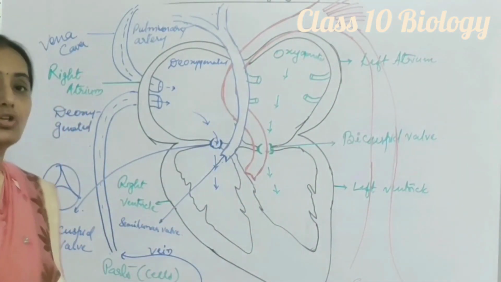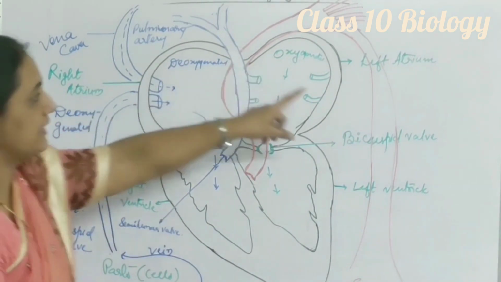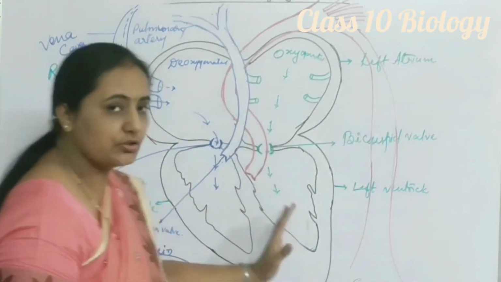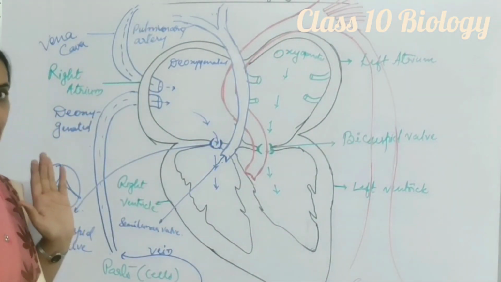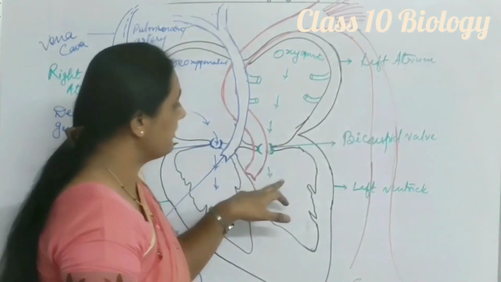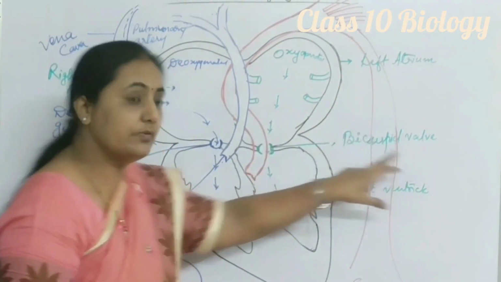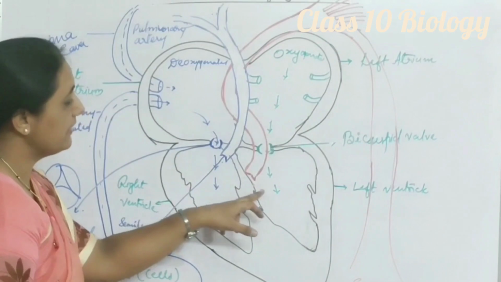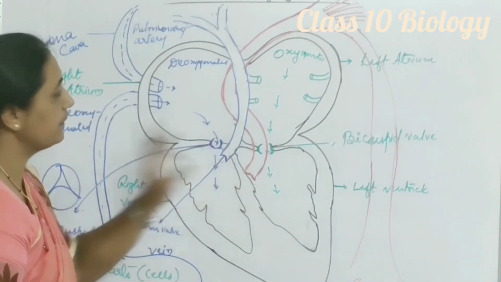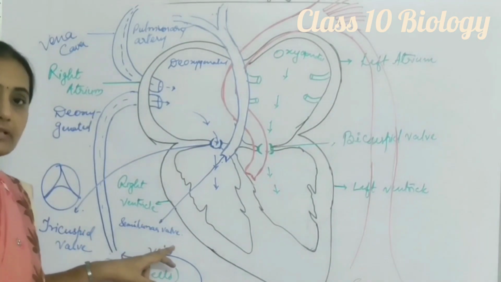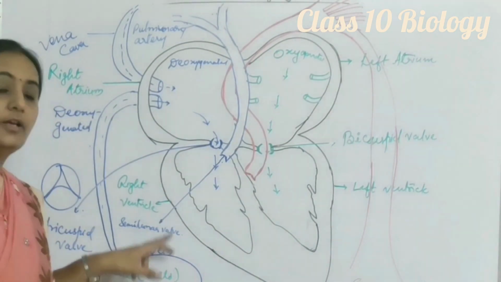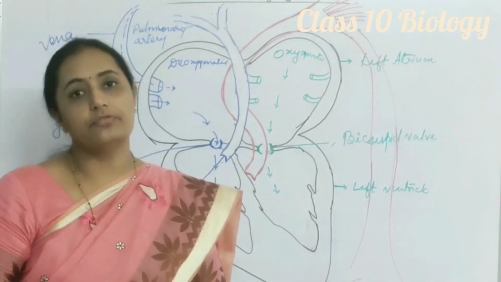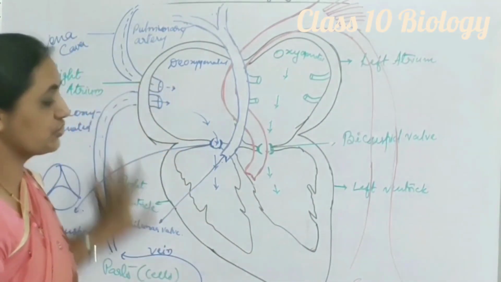So this is the structure of the heart. Four chambers: left atrium, left ventricle, right atrium, right ventricle. The left side deals with oxygenated blood, the right side deals with deoxygenated blood. On the left side, between auricle and ventricle, is the bicuspid valve. On the right side, between auricle and ventricle, is the tricuspid valve. In between the ventricle and the aorta, as well as the ventricle and the pulmonary artery, semilunar valves are present. The function of a valve is to prevent backward flow of blood, or you can say to ensure unidirectional flow of blood. So that is about the structure of the heart.